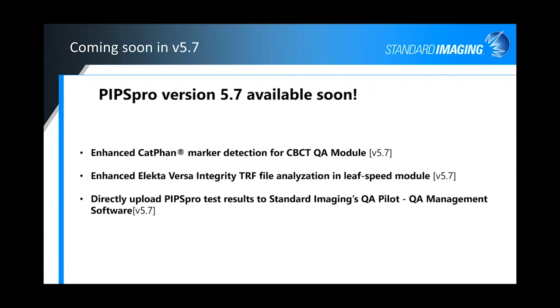We're in our final release phase of our newest version of PIPSpro, which is our 5.7 software. That's going to have some enhanced CatPhan marker detection capabilities, as well as some enhanced Elekta Versa integrity analysis for the TRF files for the leaf speed module. And then, like I said, the direct connection into the QA pilot software as well.